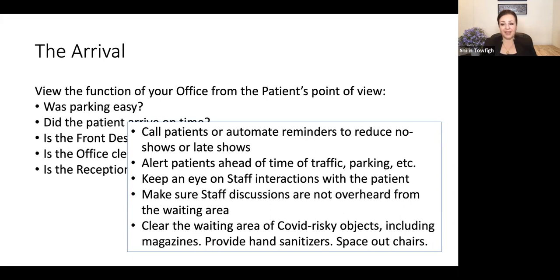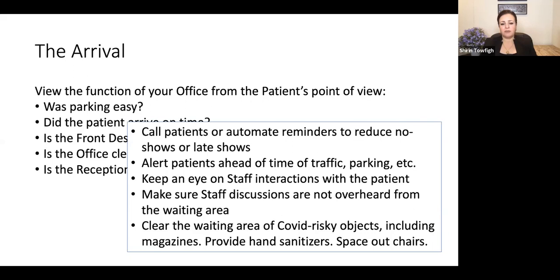On the flip side, I don't like it when the staff is discussing personal information on the phone and the patients in the waiting room can hear it. That should be changed. Your office flow should be arranged so that people discussing patient personal information cannot be heard by those sitting in the waiting room.